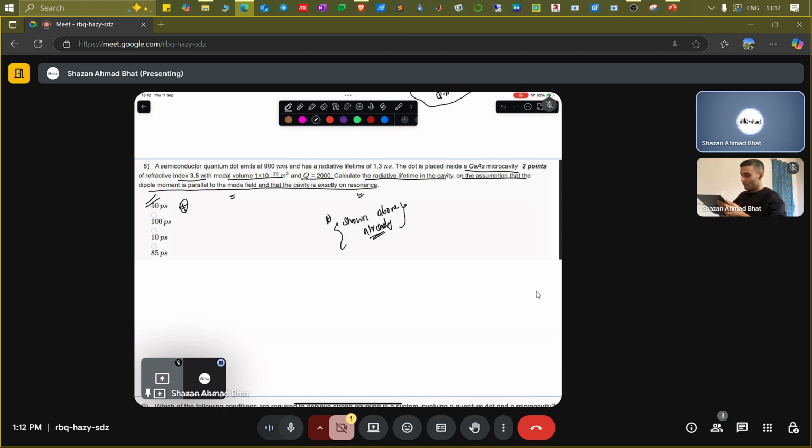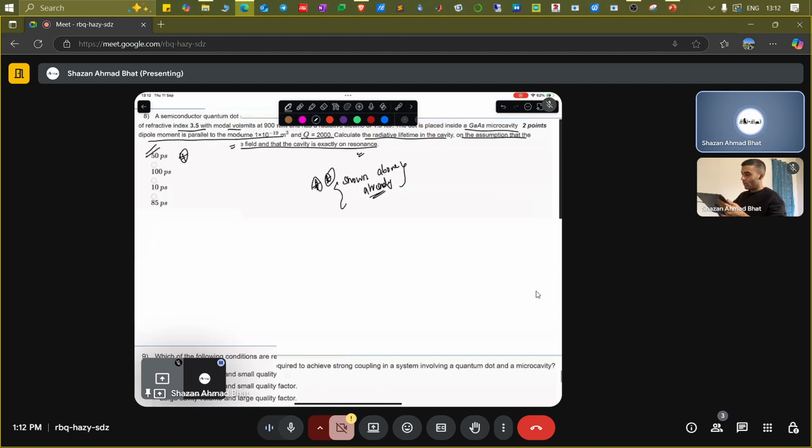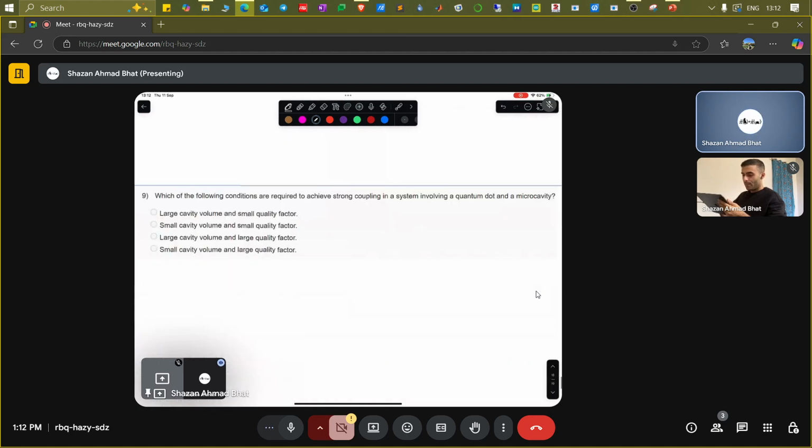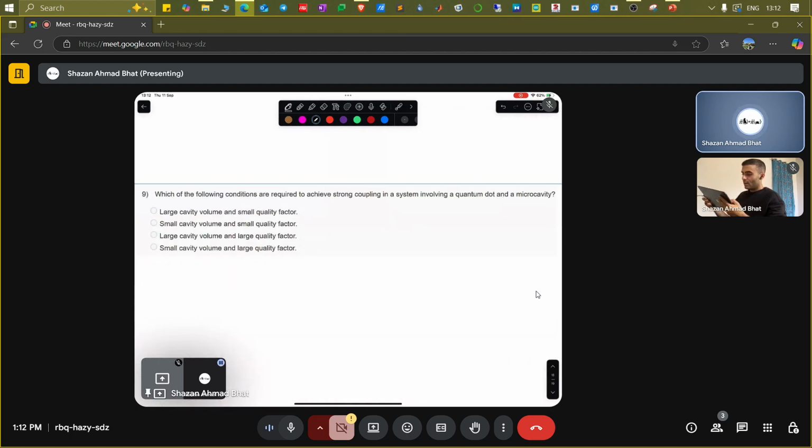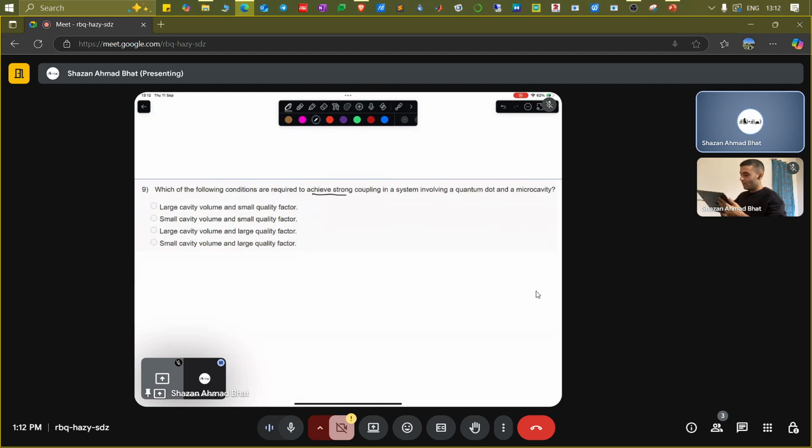Okay, so I've shown this particular example. I guess the professor has discussed this example also. Which of the following conditions are required to achieve strong coupling in a system involving a quantum dot and a microcavity?